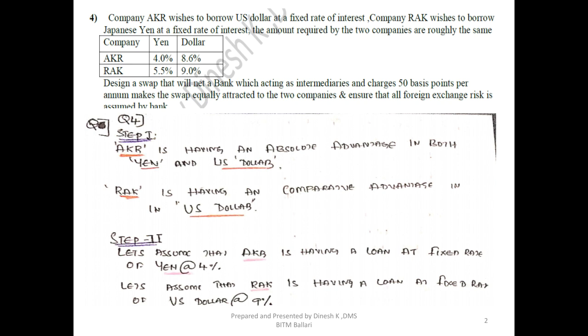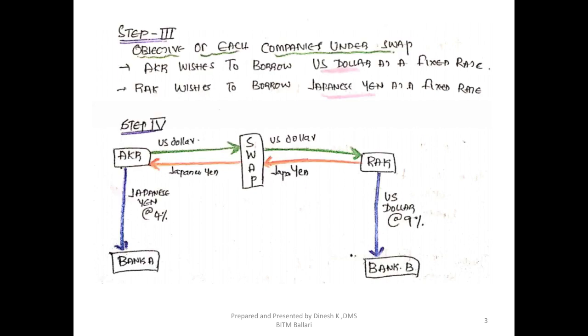This is step 1. Now coming to step 2. Let's assume that AKR has a loan at a fixed rate, because it has been given that AKR wishes to borrow in US dollar. So we can assume that the existing loan that AKR has is in yen, at 4%. Similarly, RAK wishes to borrow in Japanese yen, so we can assume that RAK has an existing loan in fixed rate US dollar at 9%. This is step 2.